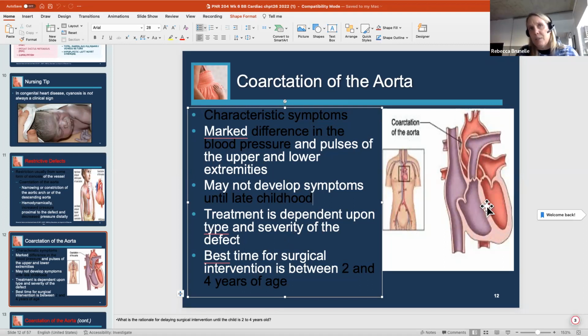So what do you think? This is your picture here of the narrowing. What do you think you might see if you're examining somebody that has a problem with getting blood through the aorta out to their body? Just logically speaking, what might you see in the patient?